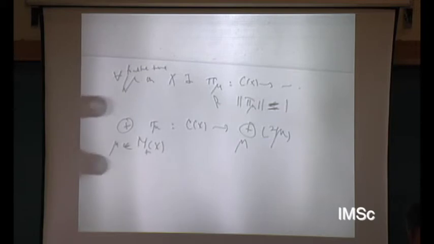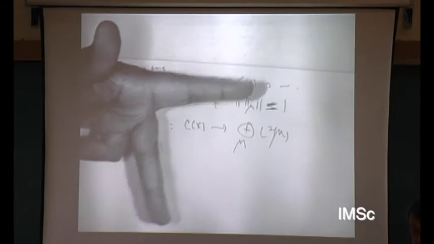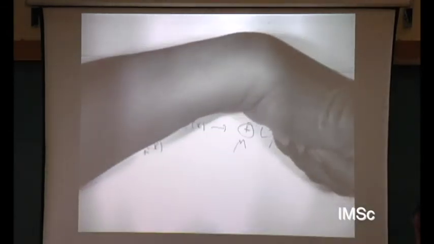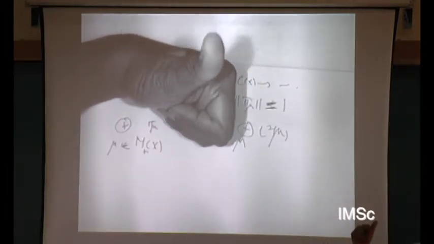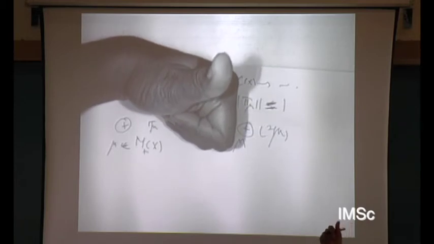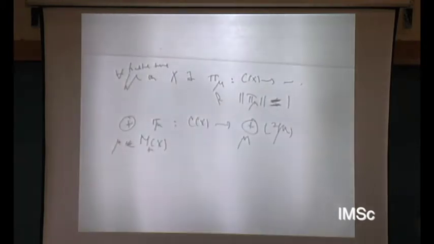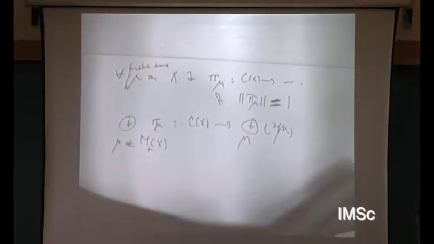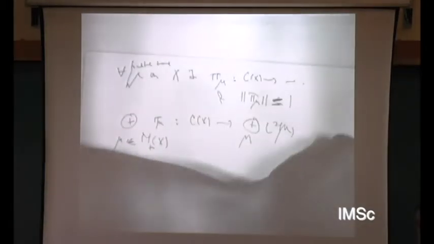Since the measures are the dual of the continuous functions, if f is non-zero, by Hahn-Banach there will be some measure mu such that pi mu f will not be 0 mu almost everywhere, such that the integral of mod f squared d mu will be positive.